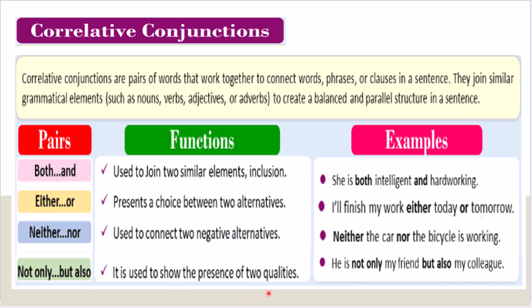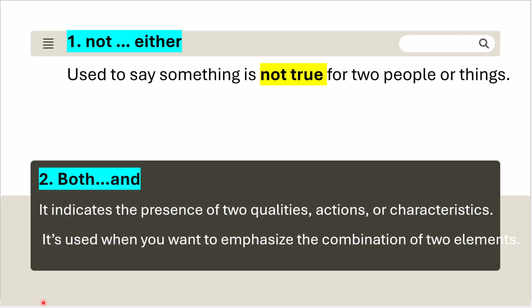So a person has qualities, so it shows its qualities, person or thing. He is not only my friend but also my colleague. He is not only a friend but also a colleague means he is his friend and they are working together in the same place. So it is a colleague. Okay. So these are the ways in which we use the correlative conjunctions.